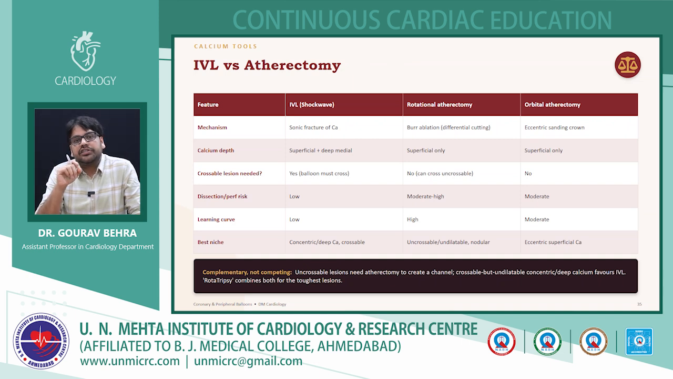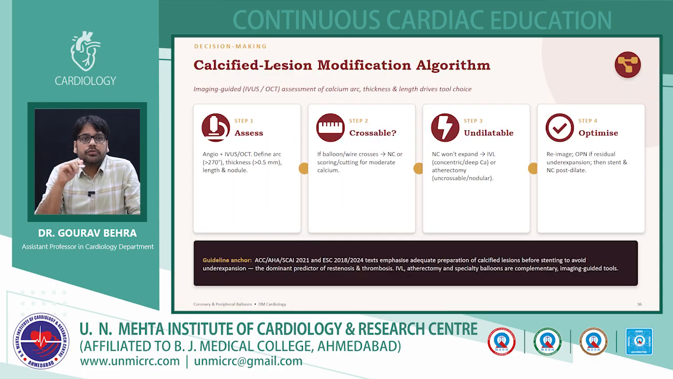So an uncrossable lesion needs atherectomy to create a channel. A crossable but undilatable concentric deep calcium favors IVL. So rotatripsy combines both of these for the toughest lesion. If you are dealing with this kind of situation, your cath lab should have both for proper management of that vessel. So this is the algorithm.